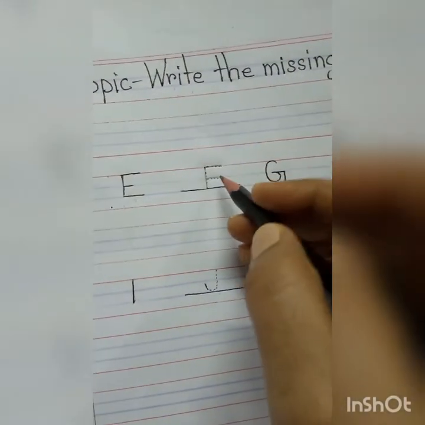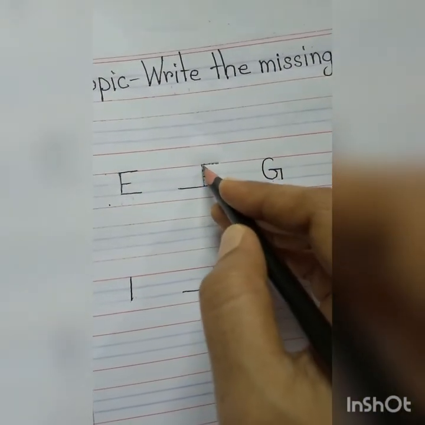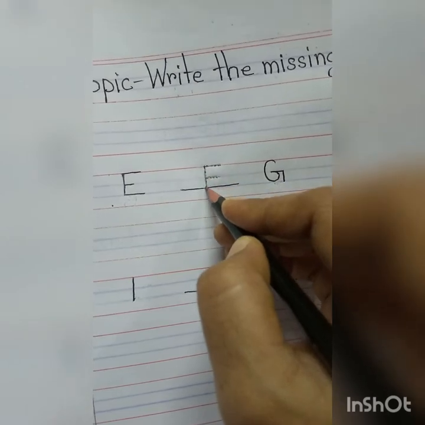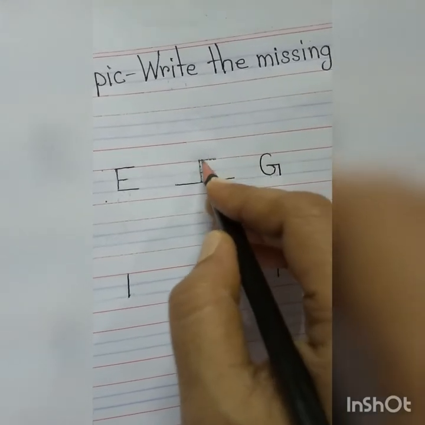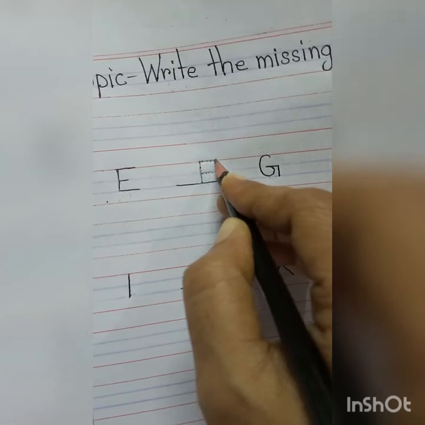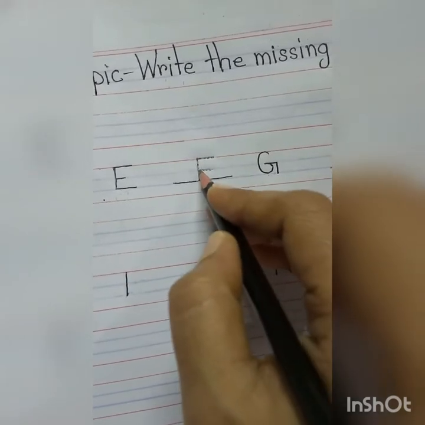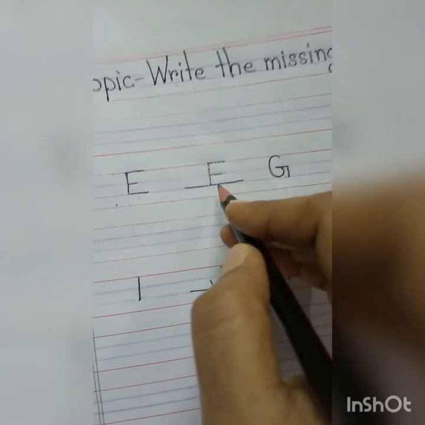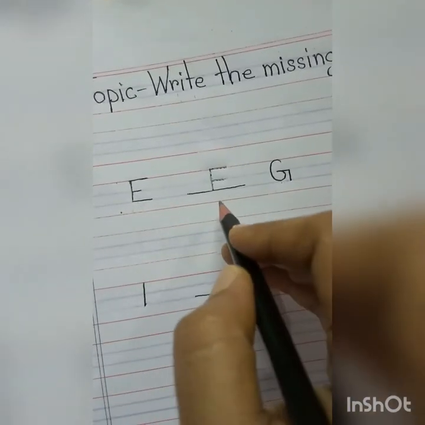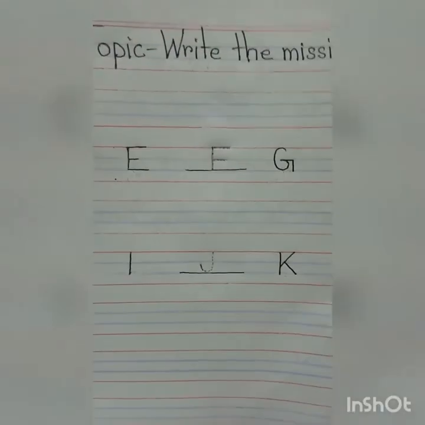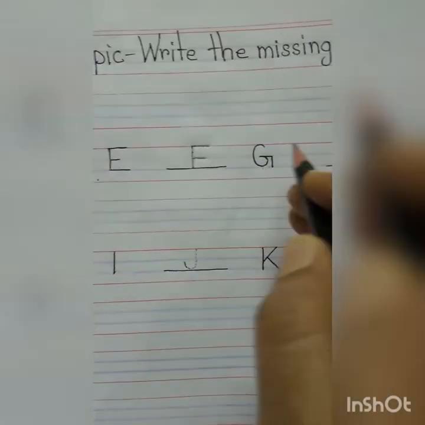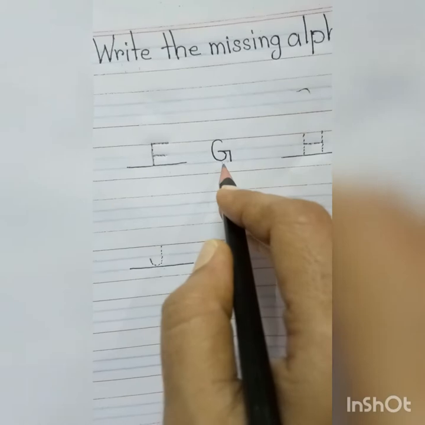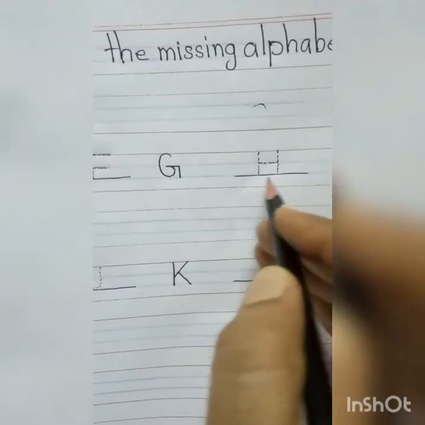What is this? F. Again, I will write F. One straight line in first room to second room. Then one slipping line in first room. Another small slipping line in second room. What is this? F. After F, G. What is this? G. After G, H.